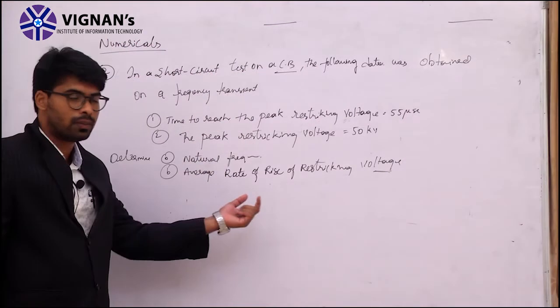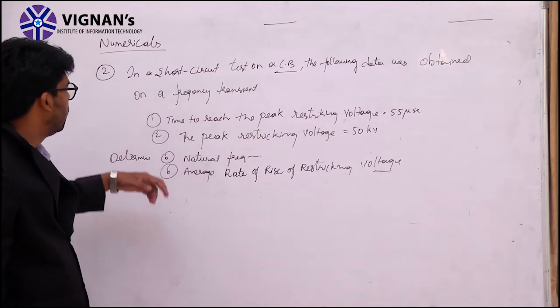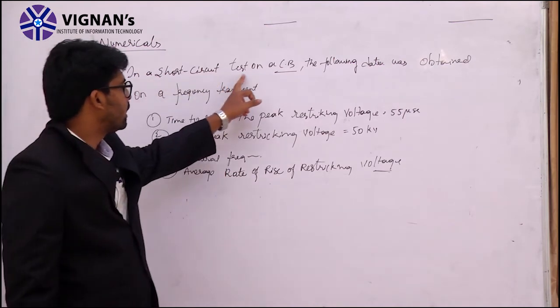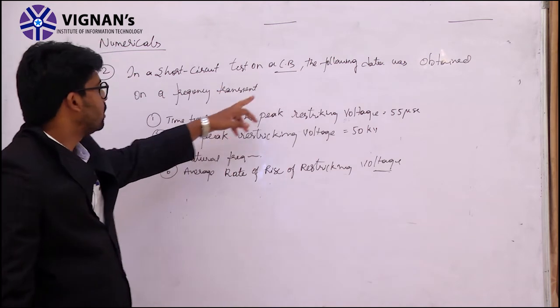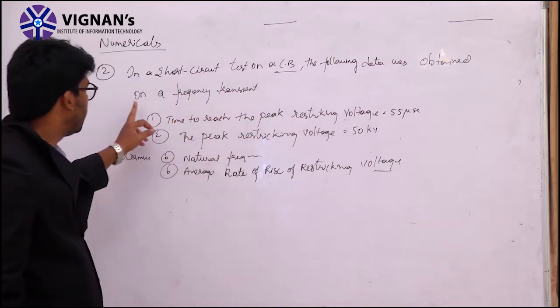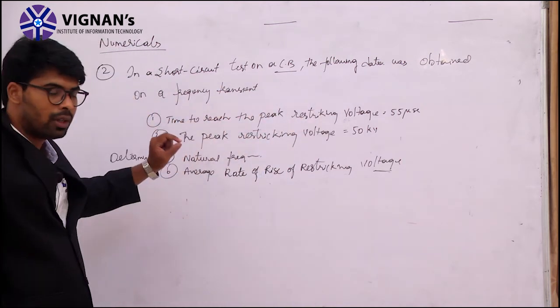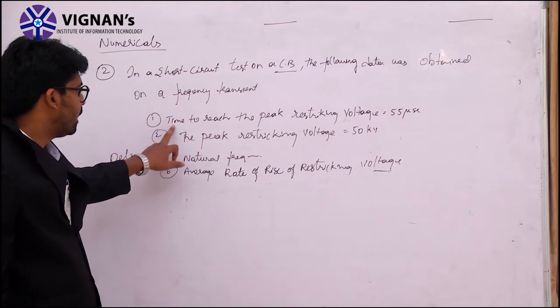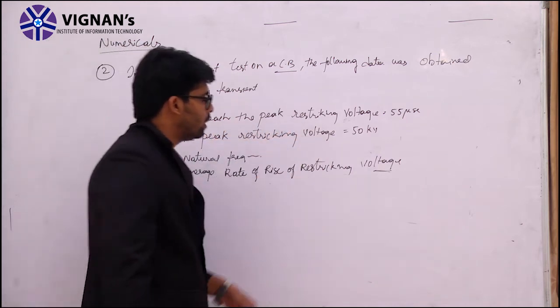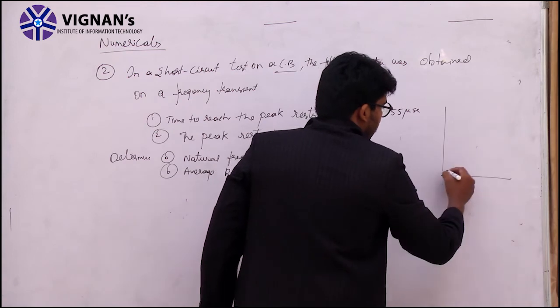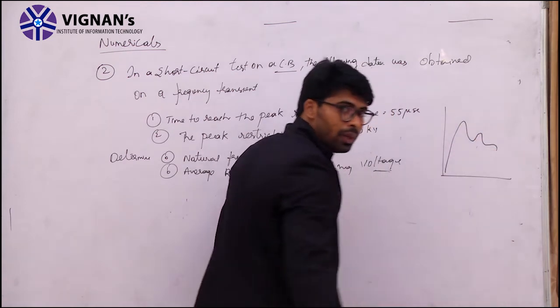This is the value of the average rate of rise of recovery voltage. The second numerical: in a short circuit test on a circuit breaker, the following data appeared on a frequency transient at the point of arc extinction. The restriking voltage is given like this.